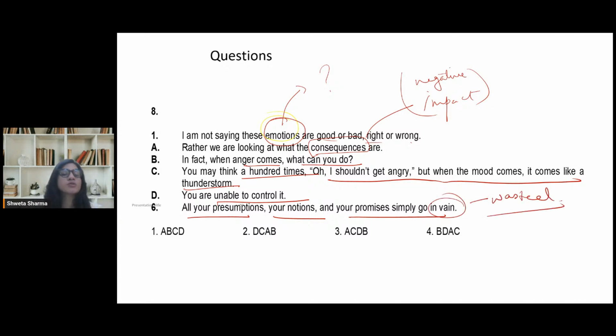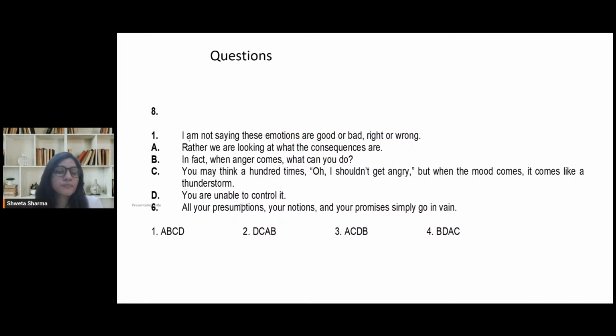We are supposed to figure out what the opening sentence will be. If I say the opening sentence is, I'm not saying emotions are good or bad, right or wrong, which sentence do I club with it? Rather, we're looking at what the consequences are. Okay. In fact, when anger comes, what can you do? Right? So you have sentence number 1. Presumptions, notions go in vain, right? You're unable to control it. So C and D form a pair, it seems like.